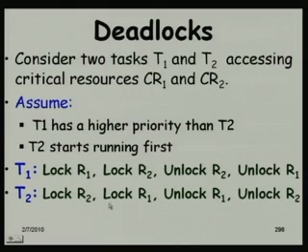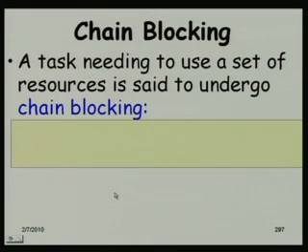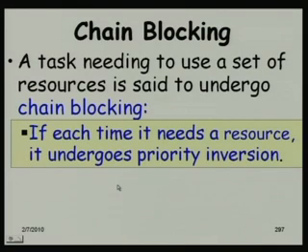But T2 has already got into a deadlock, right? Even if its priority is raised, it has already got into a deadlock. So, using the simple priority inheritance scheme, deadlocks can occur. The other problem is chain blocking.